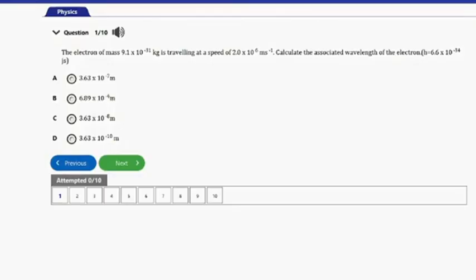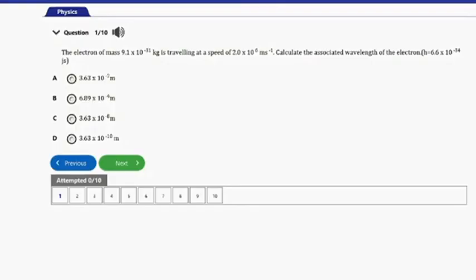It says, the electron of mass 9.1 times 10 to the power of negative 31 kg is traveling at a speed of 2.0 times 10 to the power of 6 meters per second. Calculate the associated wavelength of the electron. Take Planck's constant to be 6.6 times 10 to the power of negative 34 joule seconds.